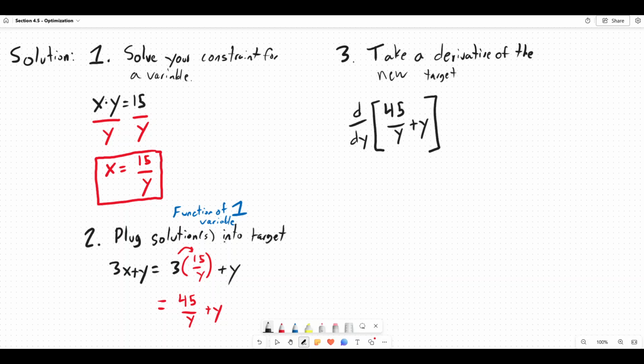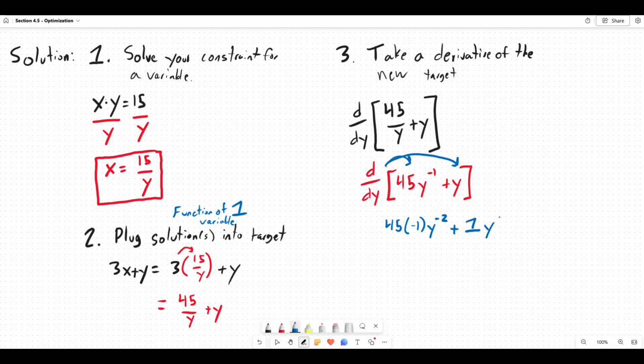Now, please note, when you get a function of one variable, it should be very obvious which variable you're going to take the derivative with respect to. In this case, I only have y, so I'll take a derivative with respect to y. Before we go any further, I'm actually going to rewrite this. I always like to rewrite this as the reciprocal, using the negative power, just because I think it makes it a little bit easier. So this is going to be 45 times, bring the power down and reduce it by 1, plus the derivative of y with respect to y is going to give me 1 times y to the 0.